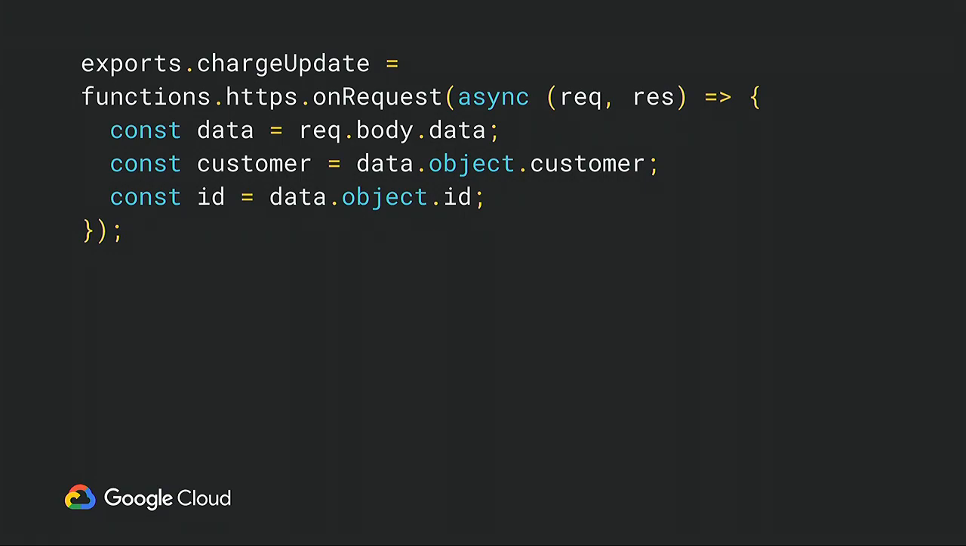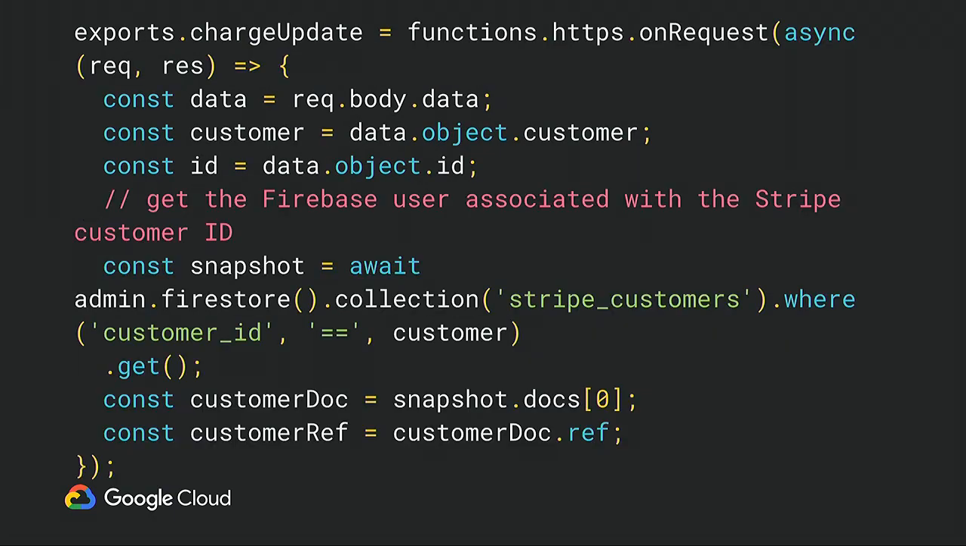This is provided by Stripe. They're going to tell us some information about what has happened. We're also going to get the customer ID, because that's provided by Stripe. And then we're going to get an ID, which is the ID of the charge where that change happened. Now we're going to get the Firebase user associated with the Stripe customer ID. So you've seen examples of where we start with a Firebase user, and then we get the Stripe customer by looking in the Cloud Firestore. We can do the reverse as well.